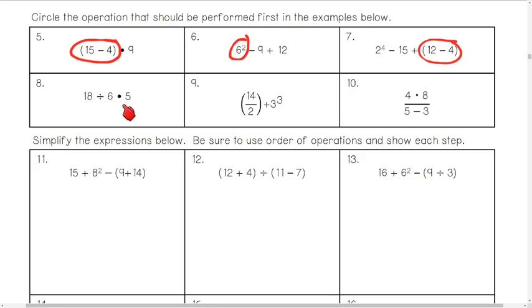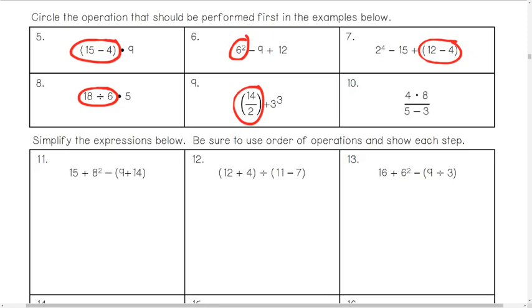Number 8. There are no parentheses, so I move on to exponents. There are no exponents. And so I go to multiplication and division, and it looks like from left to right, division happens first. So I'm going to go ahead and circle division. That'll be my very first step. Number 9, I go through my order of operations, parentheses. Oh, there are parentheses, so that would be the very first step that I take. So go ahead and circle that parentheses there.